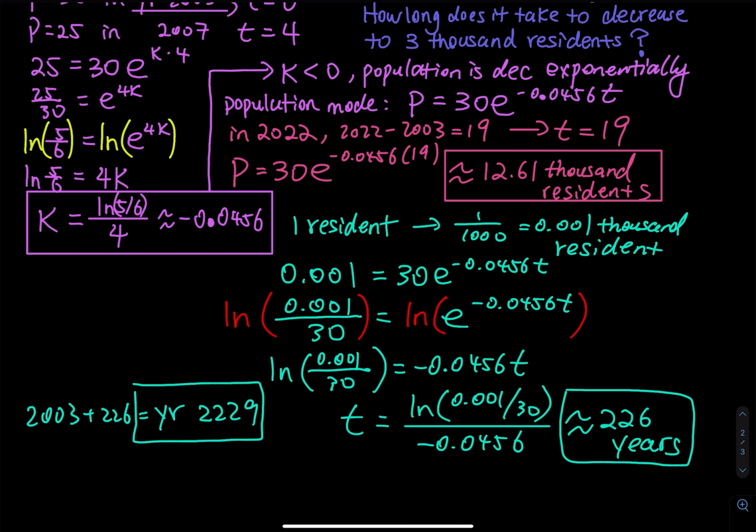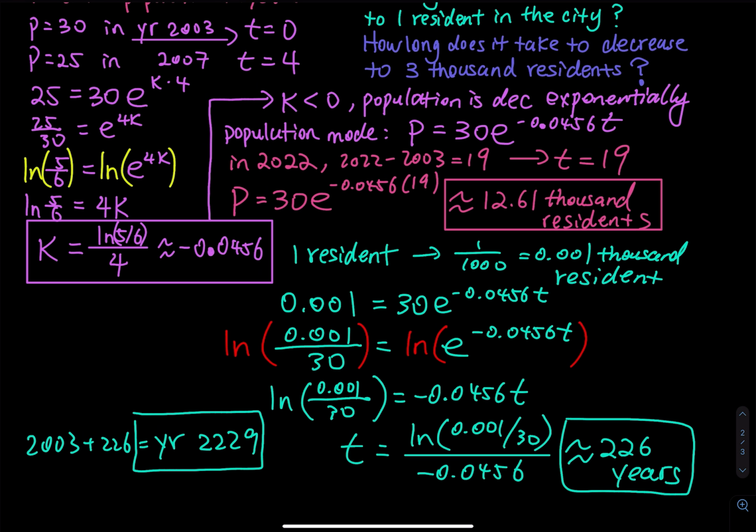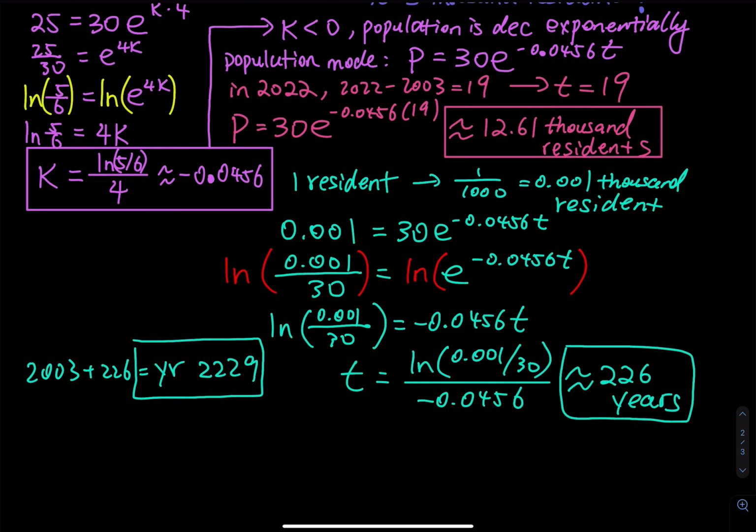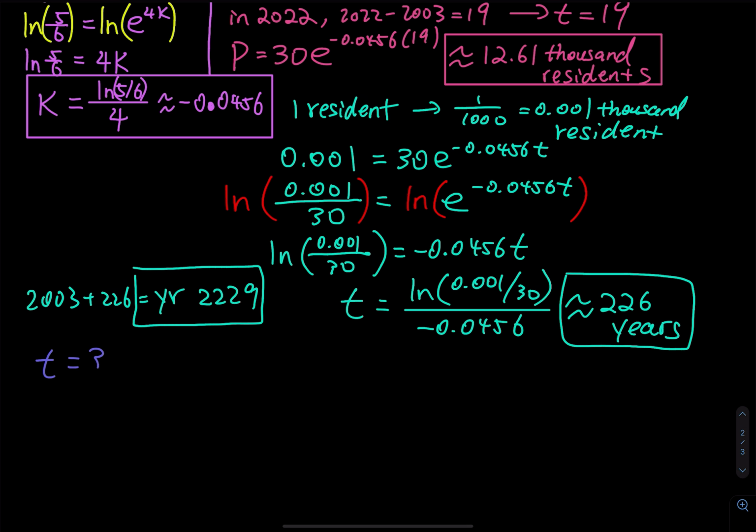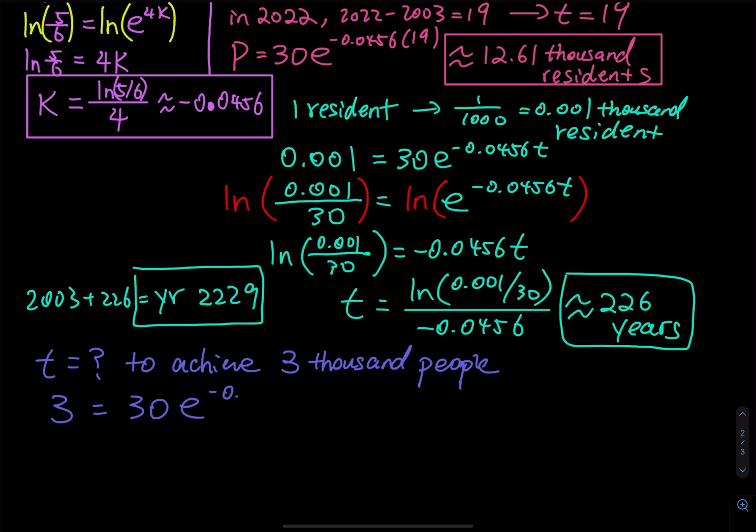All right, so we have another question. If you look all the way up, the purple one: how long does it take to decrease to 3,000 residents? Should I still take 3 divided by 1,000? No, 3 is already in thousand, so we will just use 3. So we have what time it is to achieve 3,000 people. We plug in a 3, which equals 30e to the negative 0.0456t, and then solve for t.